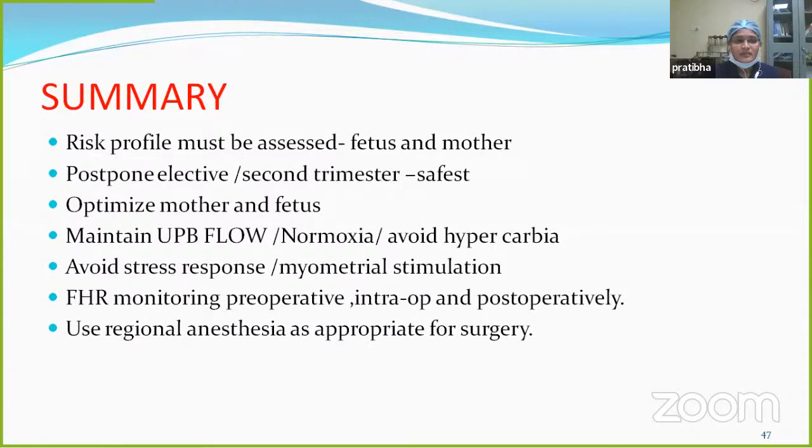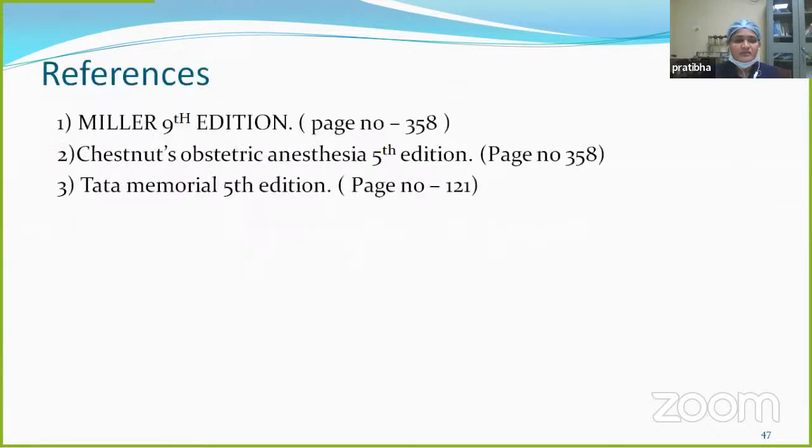Coming to the risk summary, the risk profile must be assessed for both the fetus and the mother. Postpone the surgery if it is elective, or if essential, operate in the safest period, and optimize the mother and the fetus. Maintain uterine blood flow and avoid hypercarbia, stress response, and myometrial stimulation to prevent premature labor. Monitor fetal heart rate preoperatively, intraoperatively, and postoperatively, and use regional anesthesia as appropriate for the surgery. Thank you, everyone. My references are Miller's 9th edition, Chestnut's Obstetric Anesthesia, and Tata Memory.